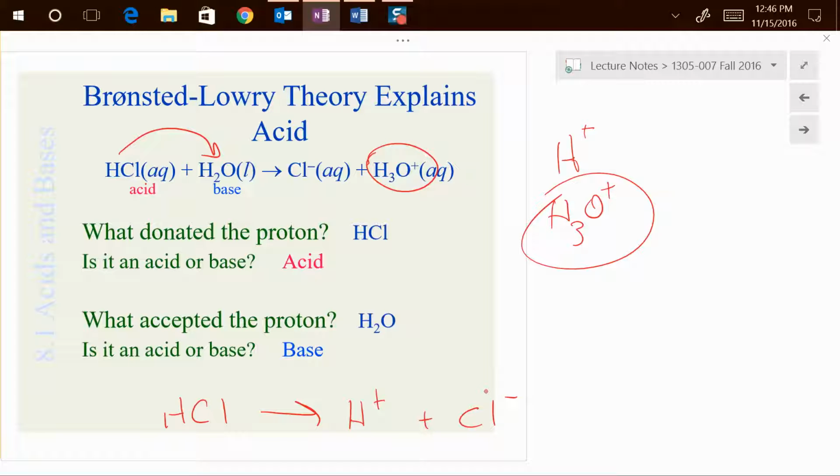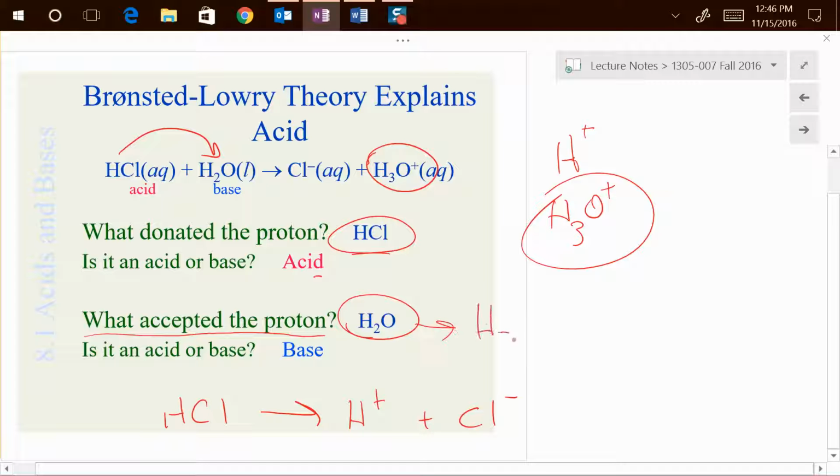So this is the acid because it donates the hydrogen. What is the proton acceptor? Water, because it became H3O plus. It picked up that hydrogen, right? So water's the base. What's the acid? HCl.